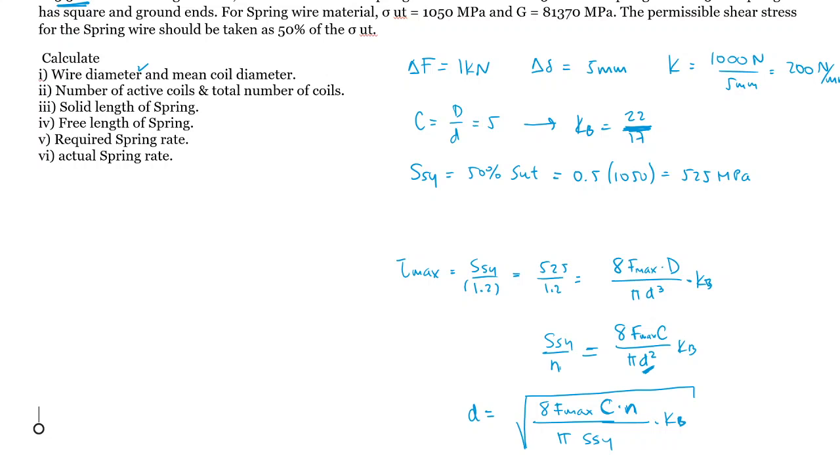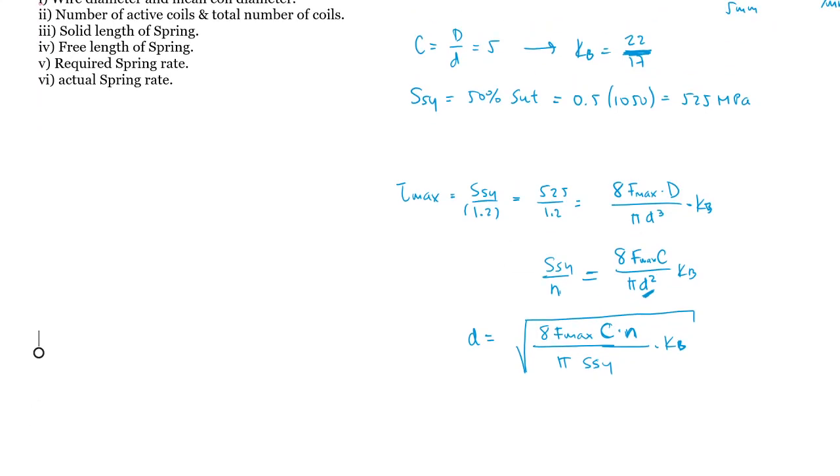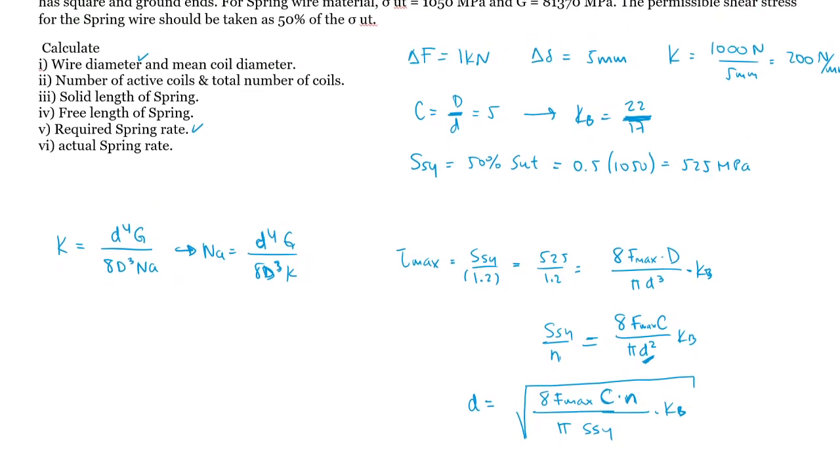If I have the wire diameter, I can get the number of active coils, because if I have the spring rate, which is d to the 4th G over 8D cubed N_a, I can solve for N_a. That's d to the 4th G over 8D to the 3rd K. G was given, d I just found. Capital D would just be 5 times lowercase d, because I have my spring rate here, and K was the first thing that I found here.